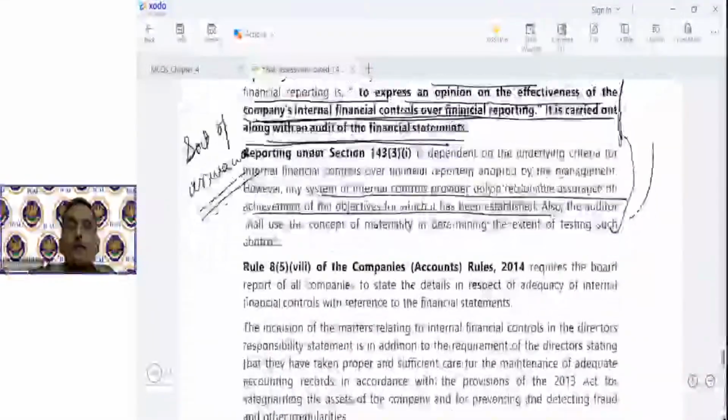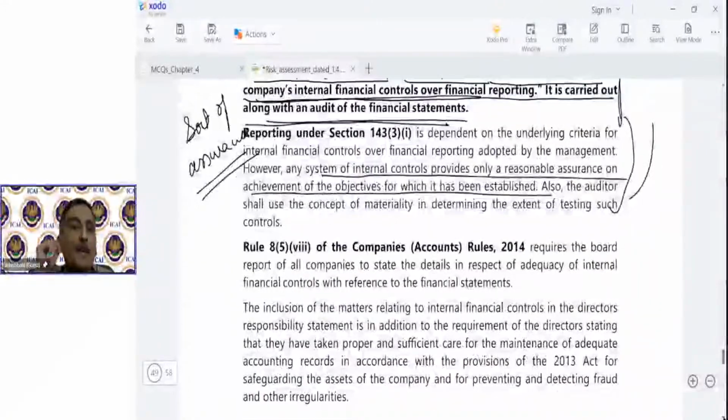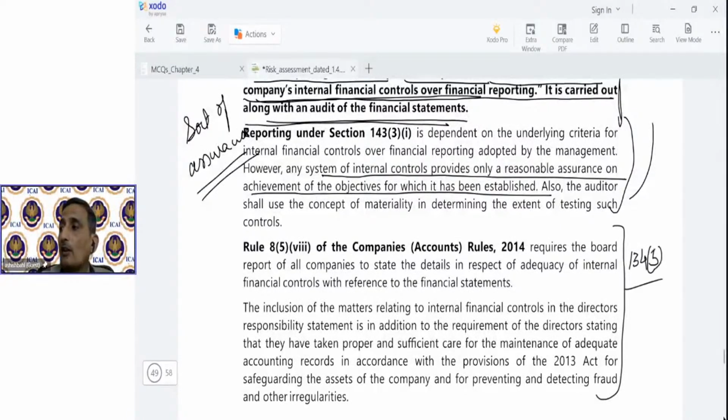So rule 8.5 now states that at the first place, the board of directors of the companies have also to report. It is applicable only in case of companies. So for companies, as you know, it is mandatory to get their accounts audited. So Darshan, your query is answered.